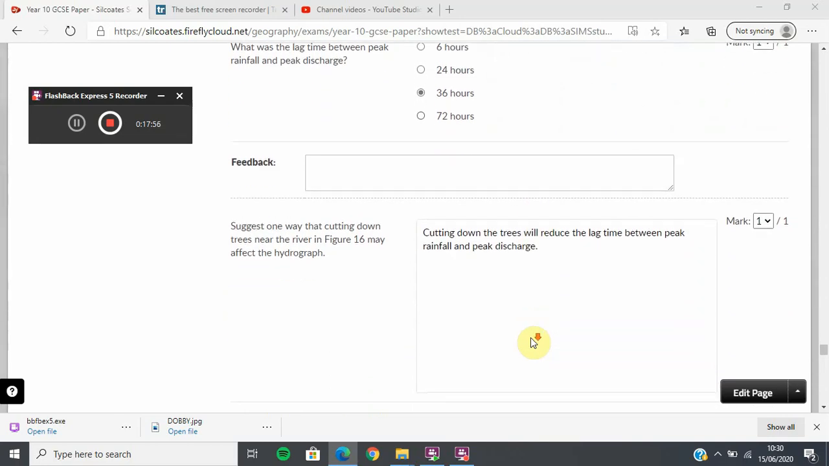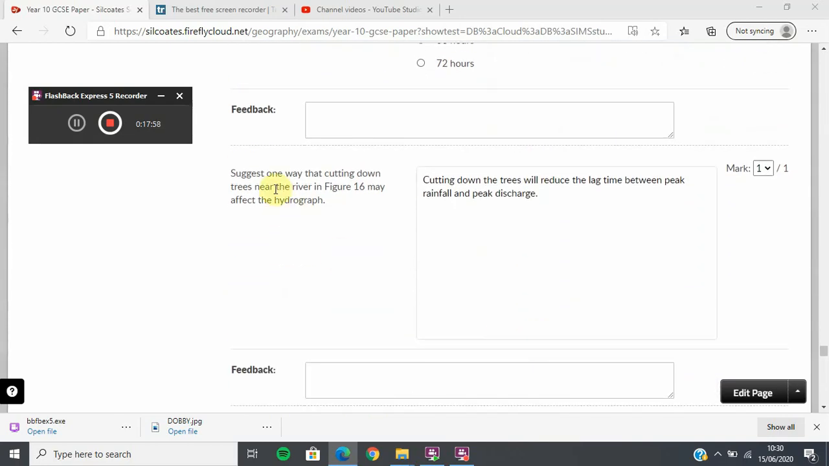Next then is a little suggest question. Suggest one way that cutting down trees near the river in figure 16 may affect the hydrograph. You have to refer to the hydrograph in this question.